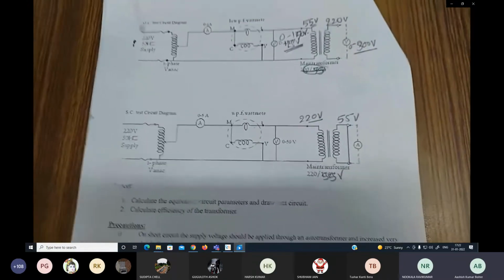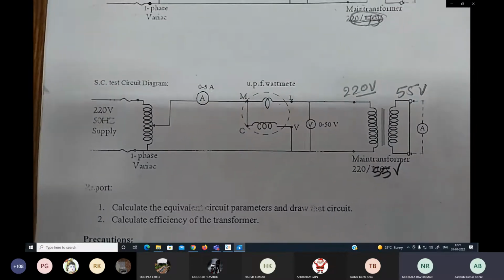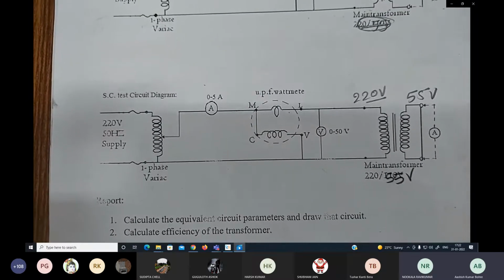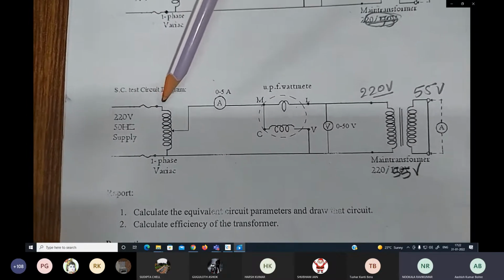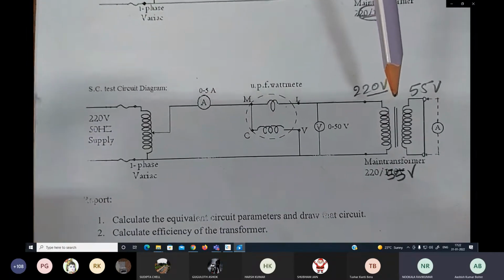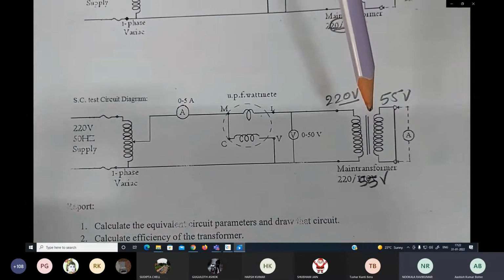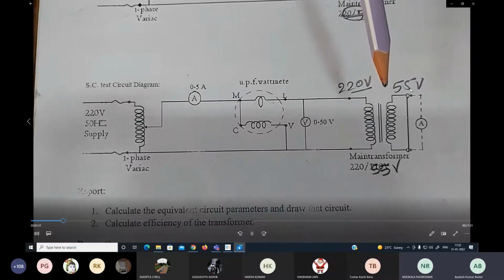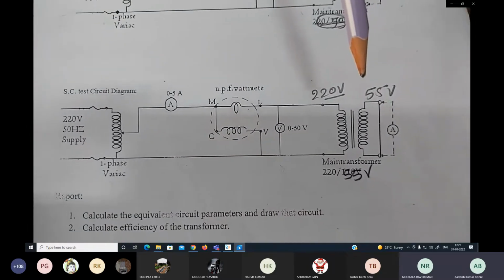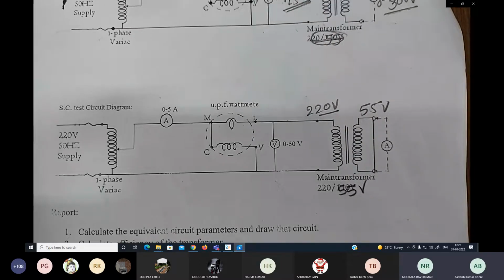So now we will do the short circuit test of the transformer. We will follow the short circuit test circuit diagram. As the circuit diagram shows, we need to connect the transformer as shown in this figure, and all the components are shown here. So what type of instruments are required? First of all, we will see the transformer. The same transformer will be used that was used during our open circuit test discussed earlier. The rating of the transformer is 1 kVA power rating, and 220 volt / 55 volt.